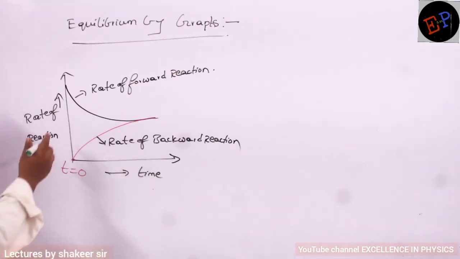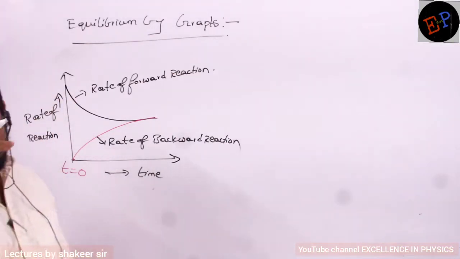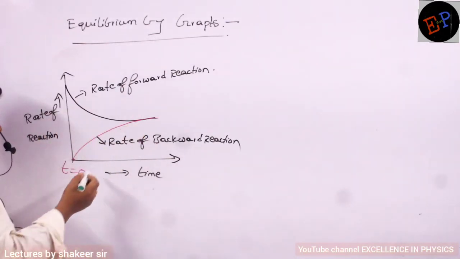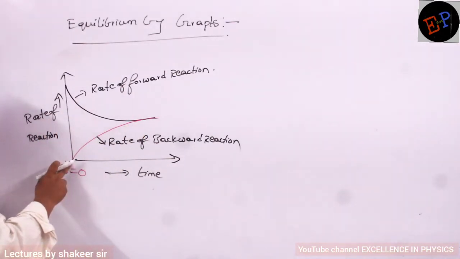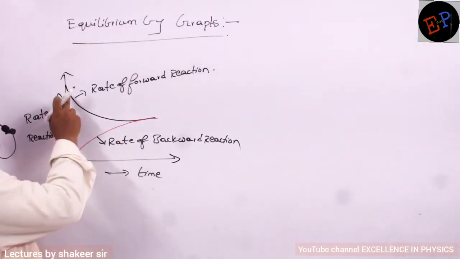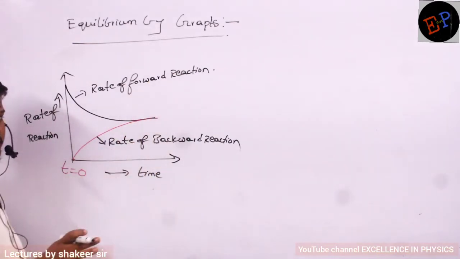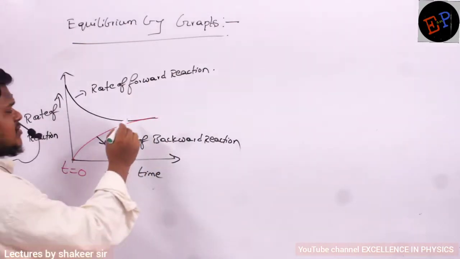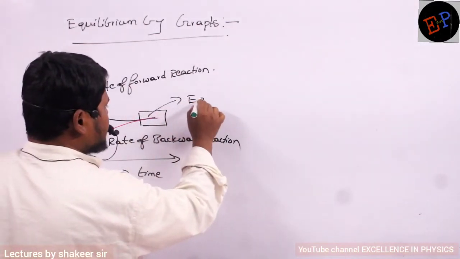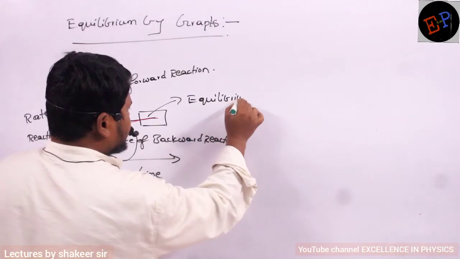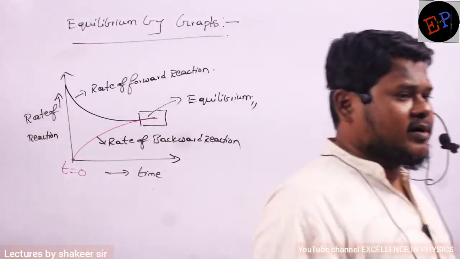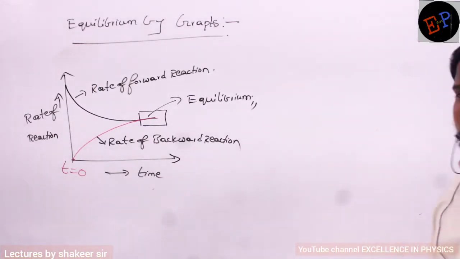Initially, reactants were very large. Products were not there. So the rate of forward reaction will be very large, but initially the rate of backward reaction will be 0, and slowly it increases. So we will get one position where the rate of forward reaction and the rate of backward reaction are equal. This is that position, and we can call it equilibrium. This is the position where the rate of forward reaction and rate of backward reaction are equal.